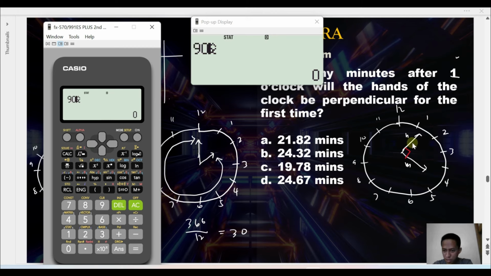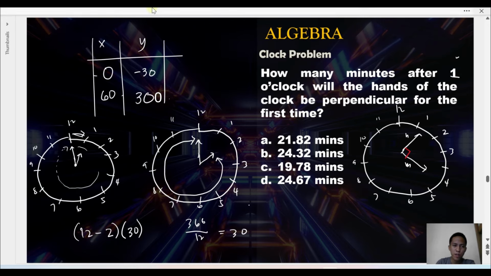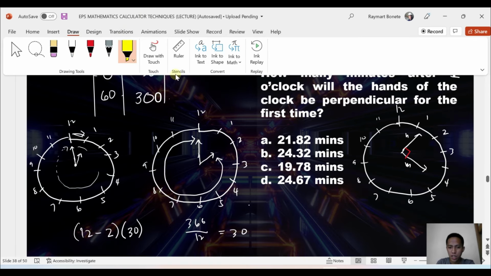90. But since at this position the minute hand is ahead, if we imagine it, guys, it has already passed the hour hand when it reaches 90 degrees. That means the minute hand is ahead. When the minute hand is ahead, that is positive. Okay, guys? When it lags behind, negative. So 90 x bar, then equals. That gives us 21.82 minutes. So that is letter A. So that's how we solve using our calculator. Okay?